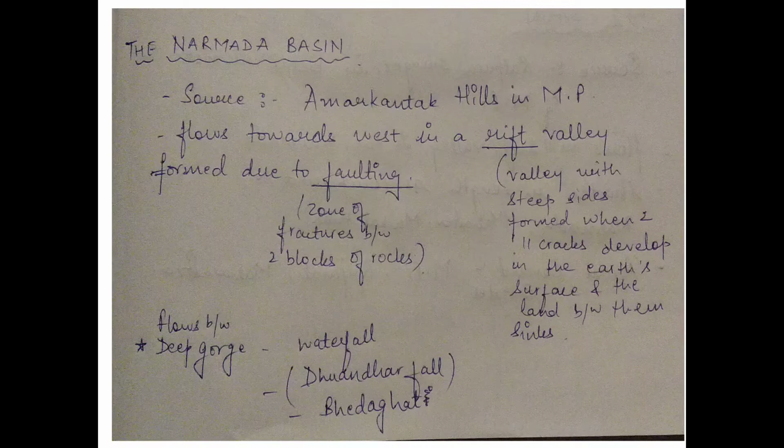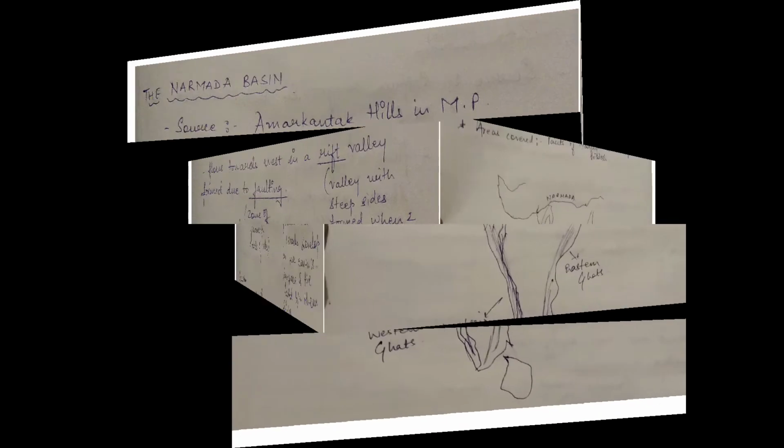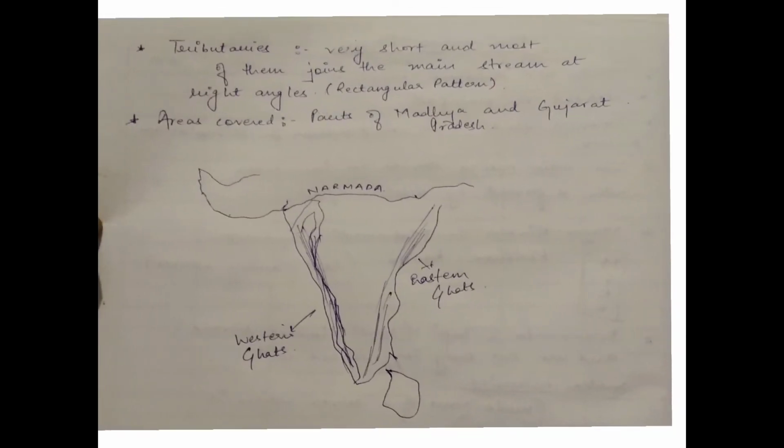And now what is faulting? There is fold, and there is fault. The zone of fractures between two blocks of rocks is known as faulting. And its tributaries are very short and most of them join the main stream at right angles. Areas which are covered by Narmada River basin include parts of Madhya Pradesh and Gujarat. In this diagram you can see Narmada River and Western Ghats and Eastern Ghats.